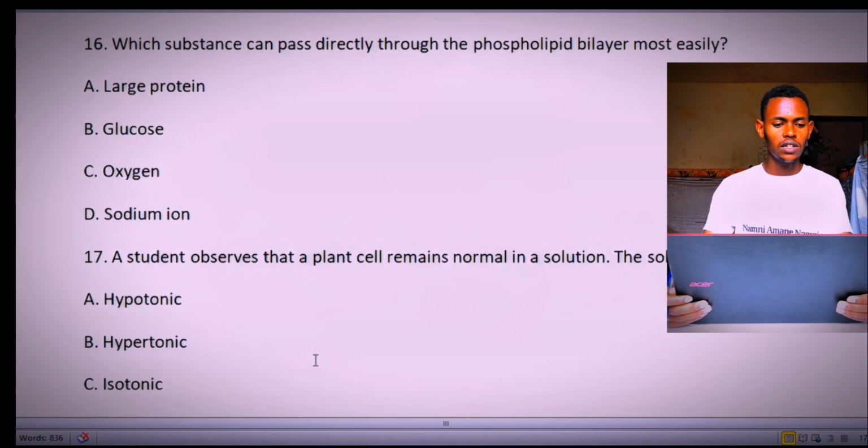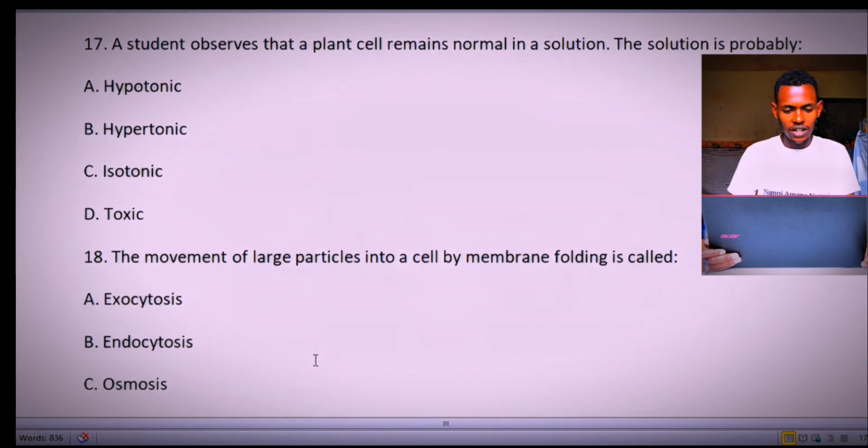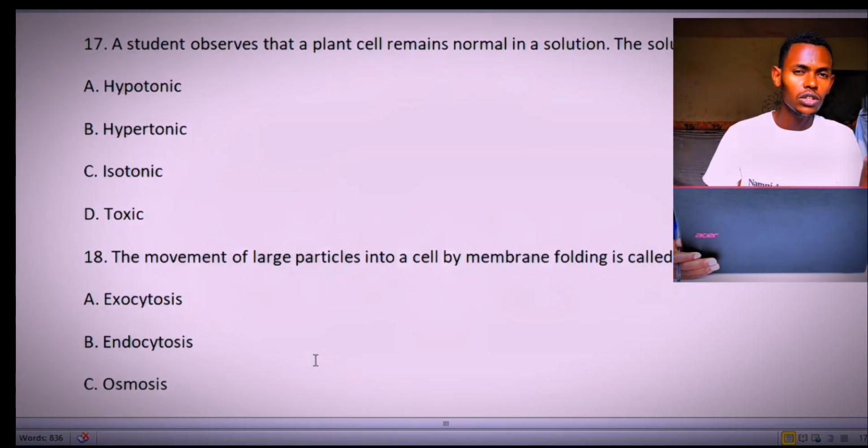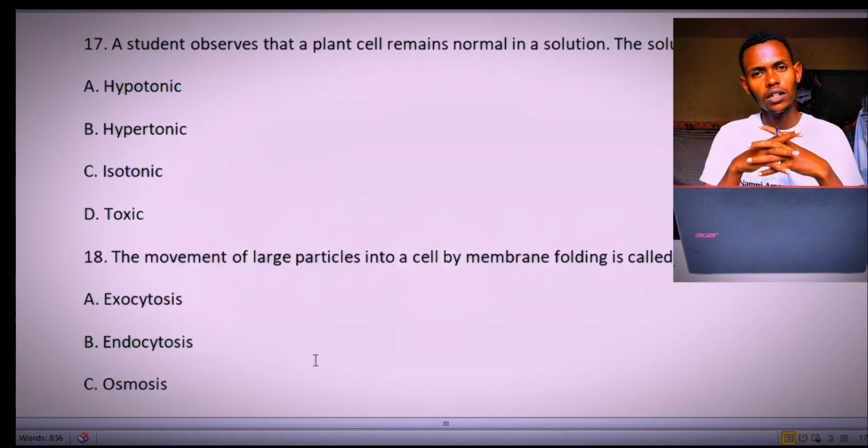Okay, 70th question. A student observes that a plant cell remains normal in a solution. The solution is probably A. Hypotonic, B. Hypertonic, C. Isotonic, D. Toxic. It is your turn.